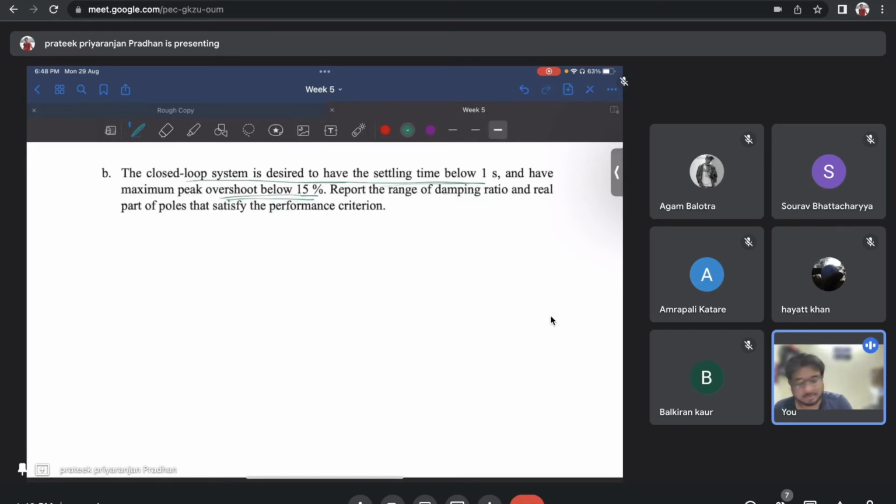What is the formula for maximum peak overshoot? Anybody remembers? What is the formula? Okay, I'll write. If you don't remember, try to remember these formulas at least. e to the power minus zeta pi divided by square root of 1 minus zeta square. This value needs to be less than or equal to 0.15.